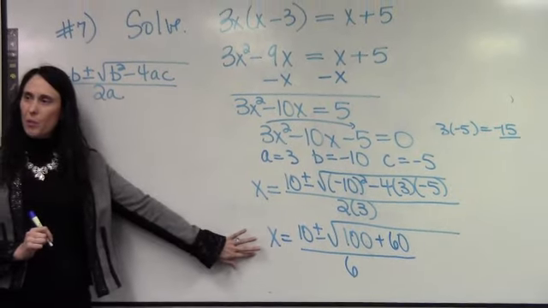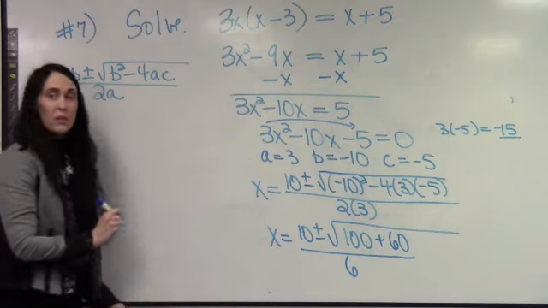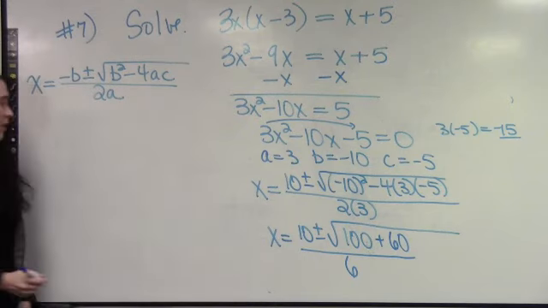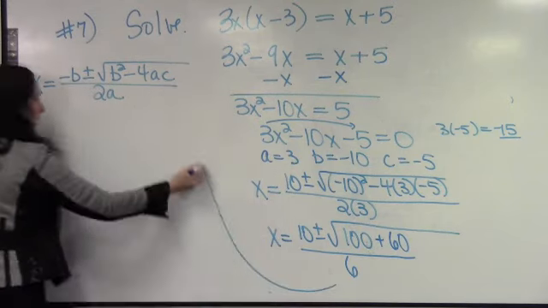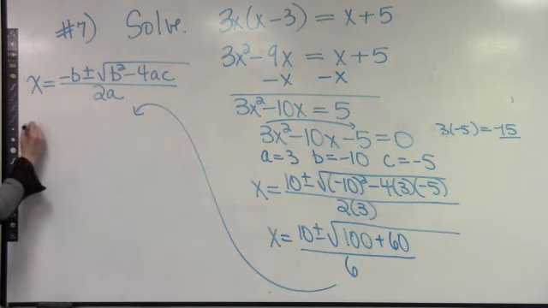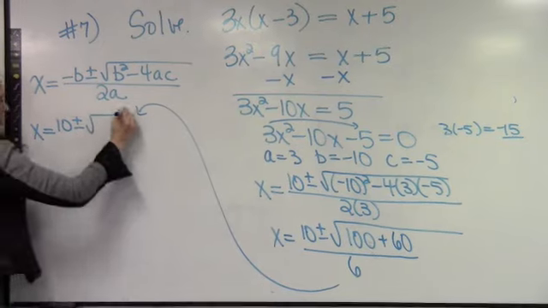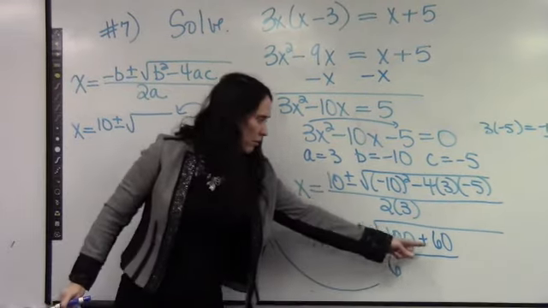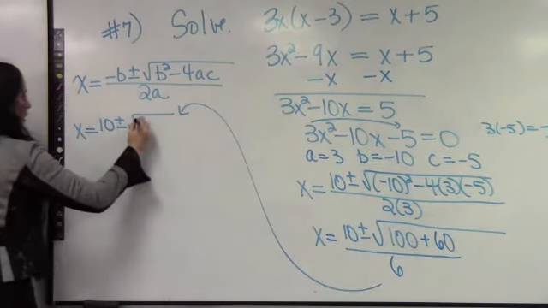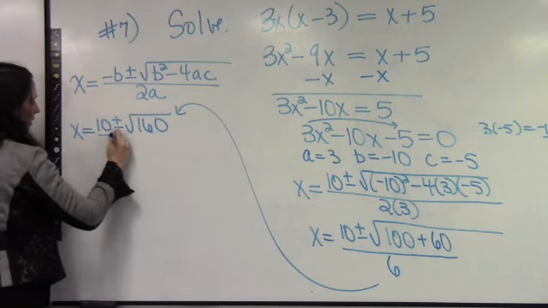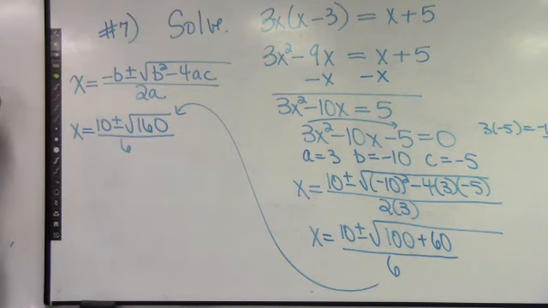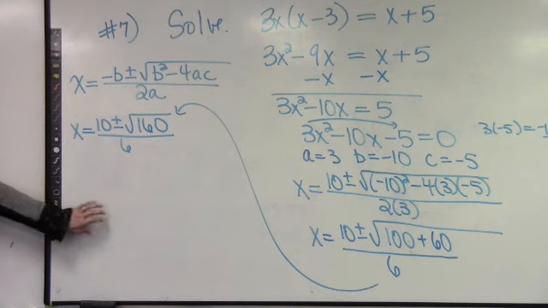Right, any questions up to that point? So far, so good? All right, so let's make a little detour. So x is going to equal 10 plus or minus the square root of, well, I have to add here. 160, divided by 6. So far, so good?